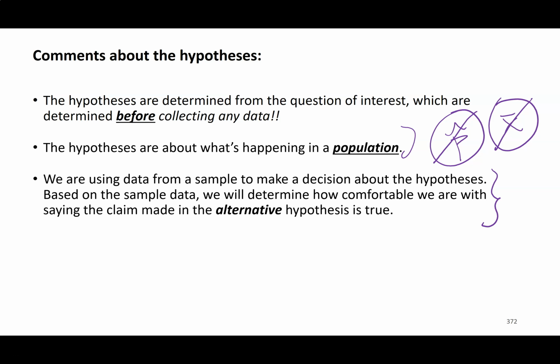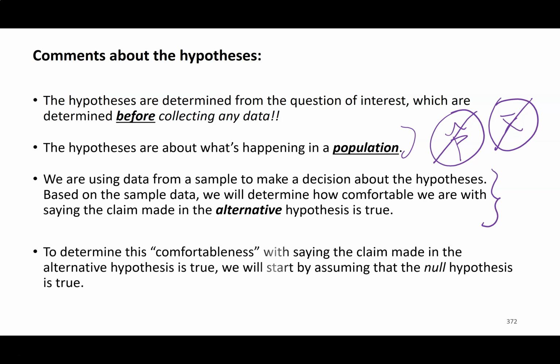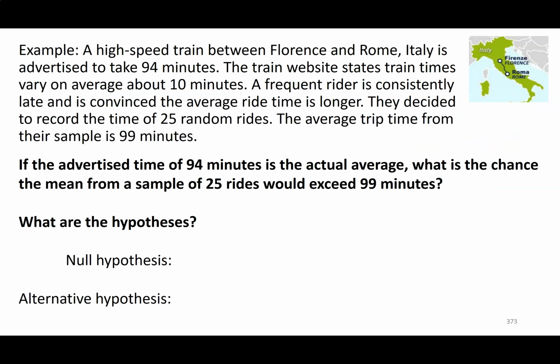And we're going to be looking at, okay, well, based on what we saw in the sample, how comfy are we saying that we think that the null is false and that the alternative is probably true? So this comfortableness, we have to start by default believing that the null is true. So if the null is true, how weird is what we saw in the sample? That's kind of what we're getting at. And if it's really weird, maybe we don't believe the null is true after all. So back to our example here.